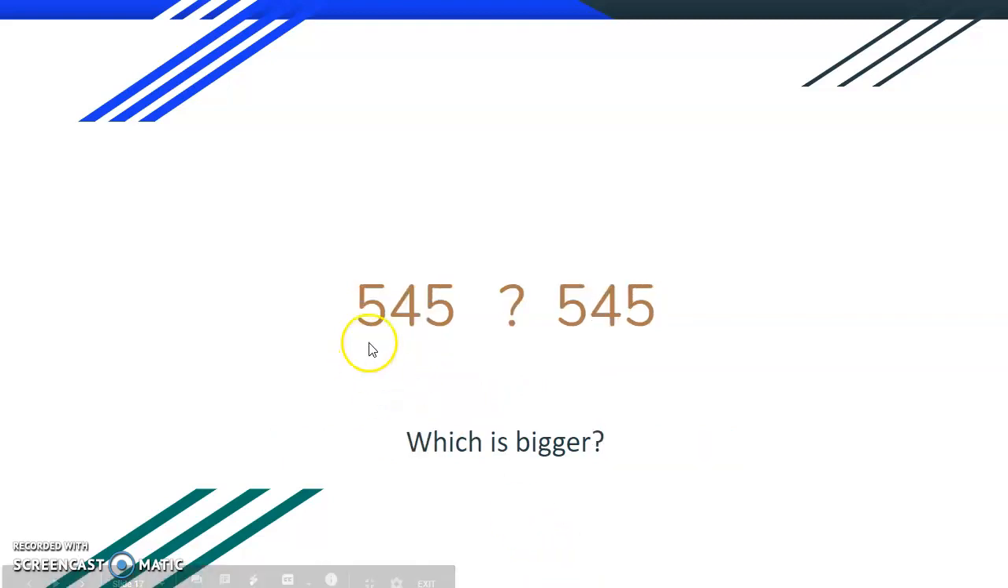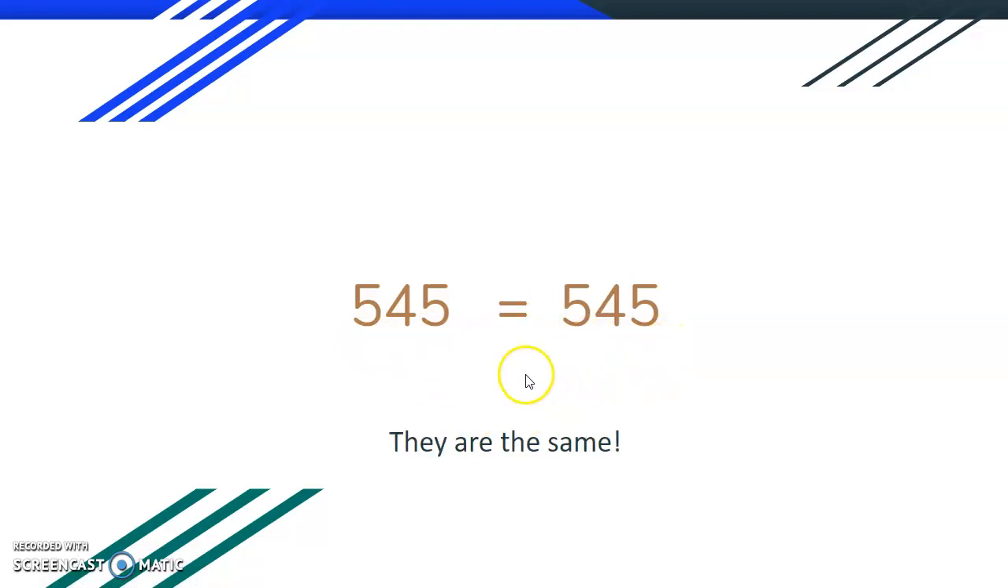Now our last one, we have 545 and 545. Now, I threw a little bit of a curveball, but we did talk about what symbol means they're the same. And we know by looking at these, they are exactly the same number because we have the same number in all of our places. So we add an equal sign. This is also a valid option because it means that the two numbers on each side are the exact same number and mean the same thing and have the same value.